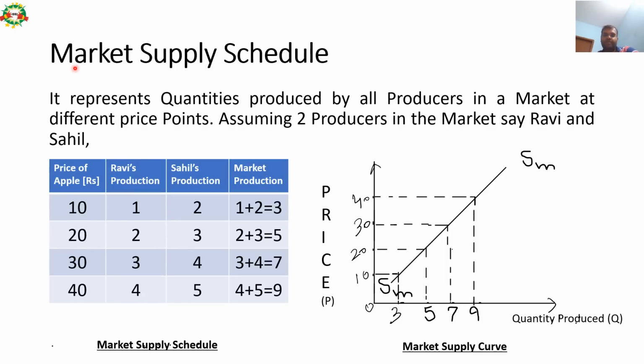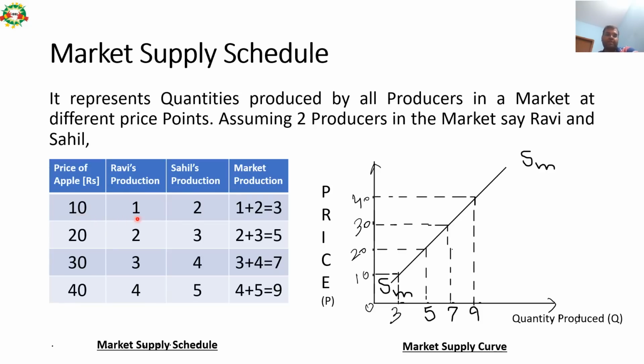The market supply schedule or curve is similar to the market demand schedule. It represents the quantity produced by all producers in the market at different price points. So assuming there are two producers in the market, say the price is 10 rupees, and Ravi and Sahil are the only two producers, two manufacturers or farmers.